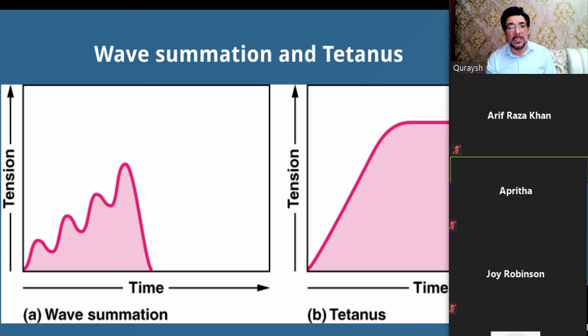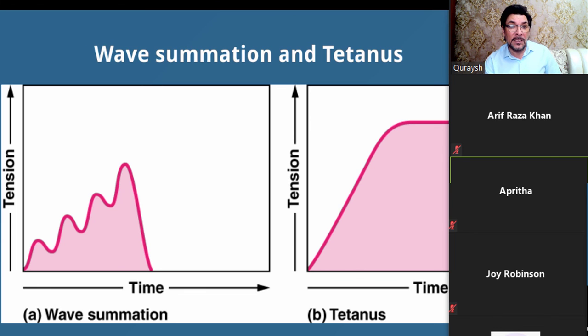If the stimulus frequency is so high that the relaxation phase disappears completely, contractions become continuous in a process called complete tetanus. Incomplete tetanus and complete tetanus.